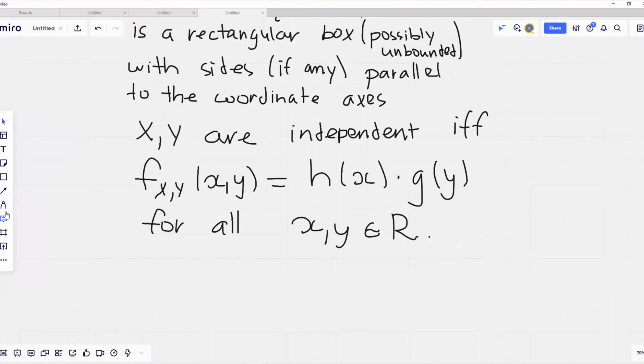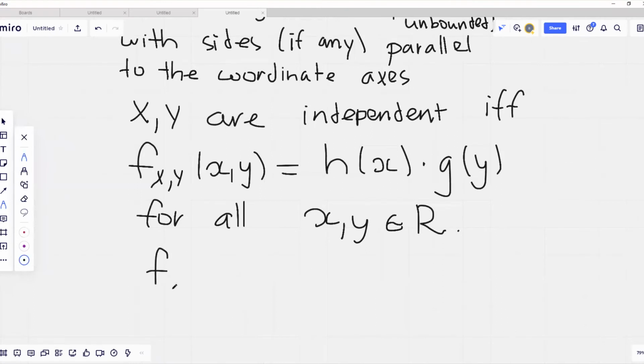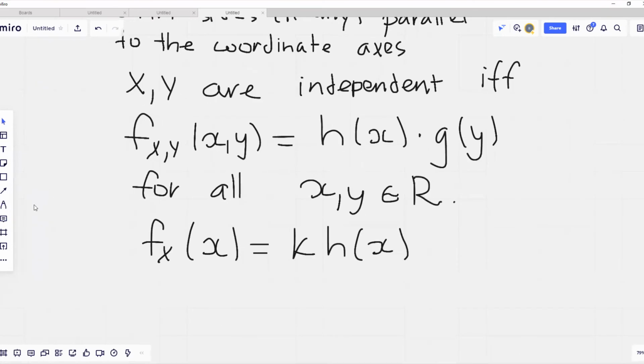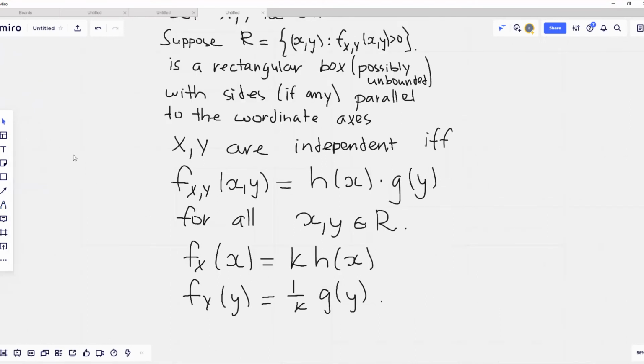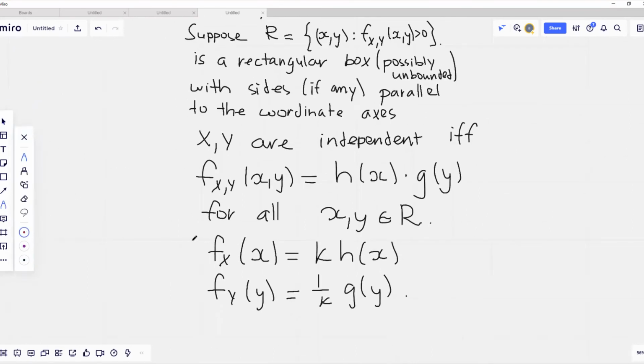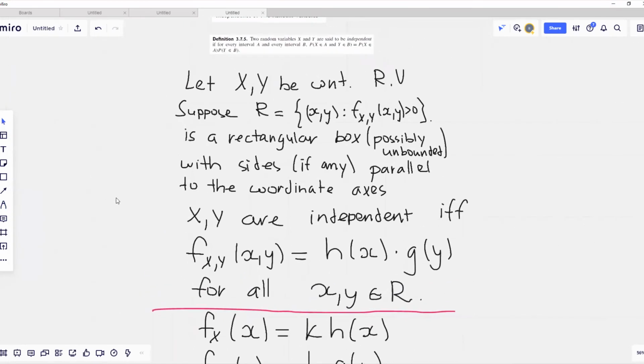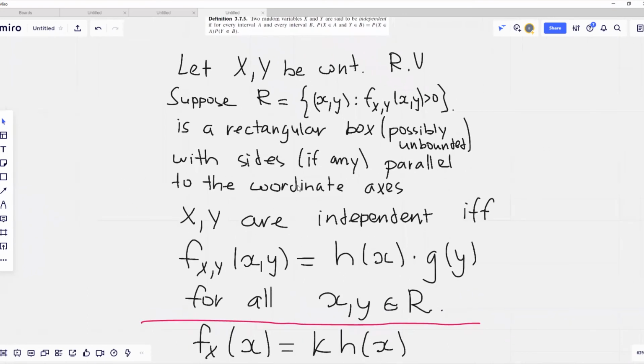And if that's the case, then we can find a constant k such that the marginal PDF of x is equal to k h of x, and then the marginal PDF of y is 1 over k g of y. Right, so let's pause this part for a second. Now let's come back to our theorem here.